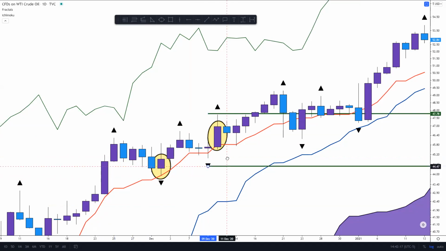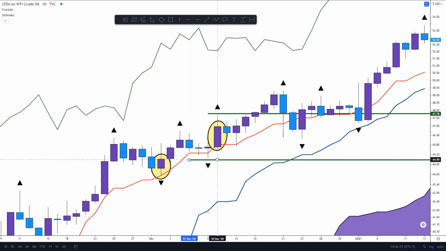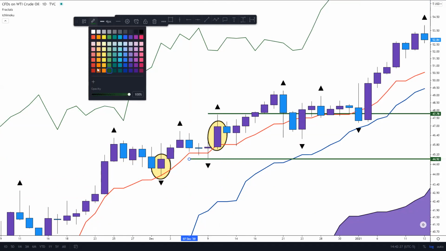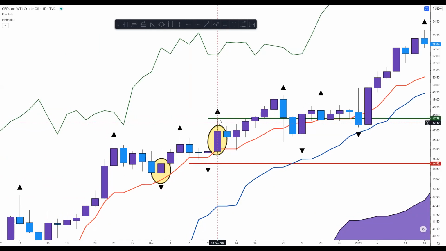Stop loss right here or here. When you see that this is getting further apart, you might want to keep your stop loss a little bit tight. So this is where we have our stop loss. So now we see where our stop loss is.